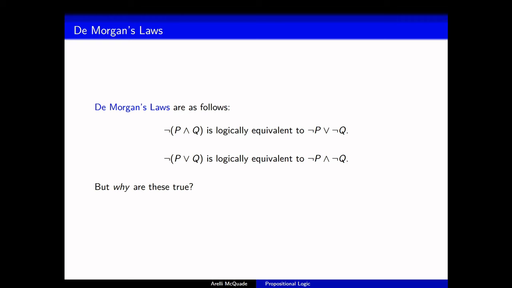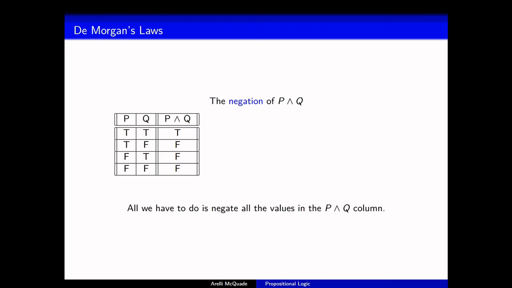So we have two laws. Not P and Q is logically equivalent to not P or not Q, and not P or Q is logically equivalent to not P and not Q. The thing is, why is this true? It kind of seems counterintuitive. Like, why are we switching from an and to an or when we negate and? It seems a bit strange. So let's look into why these are true.